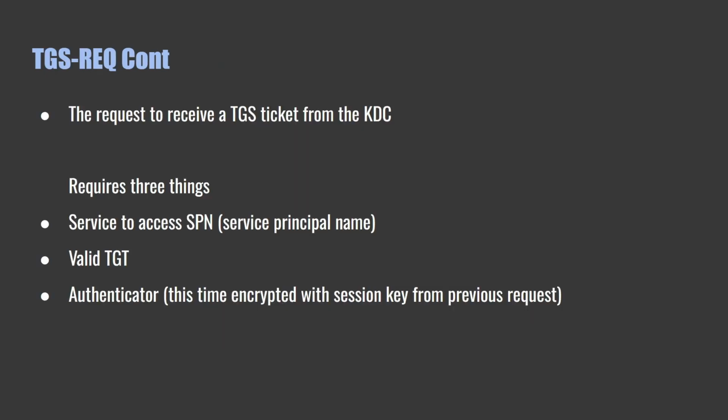So TGS-REQ continuing. The request to receive a TGS ticket from the KDC. This is the next portion of the Kerberos lifecycle. Once we've got our TGT, we're going to send a TGS-REQ request with the TGT. It requires three things. We want to know the service to access, the SPN, the service principal name. We need a valid TGT. Without that, we cannot return a TGS ticket. It's not how it works.